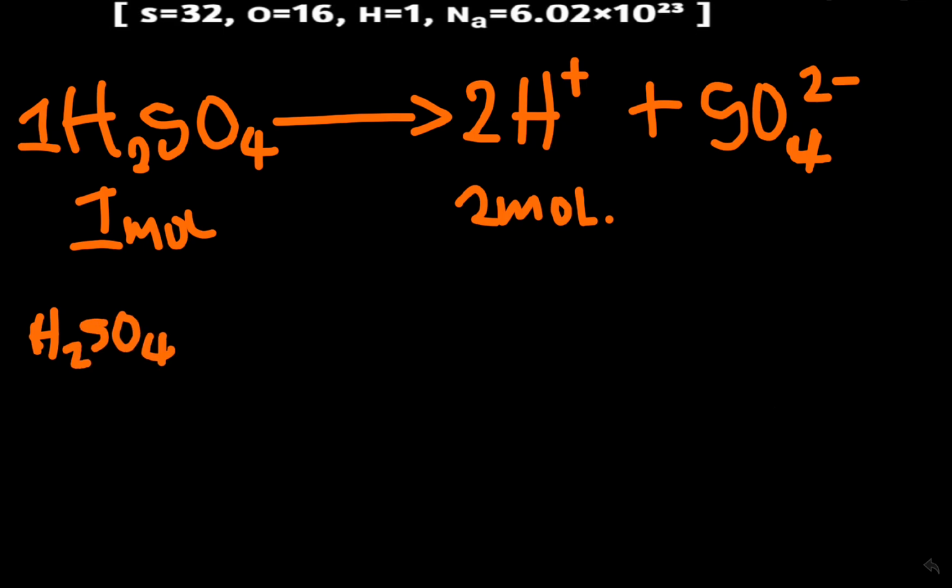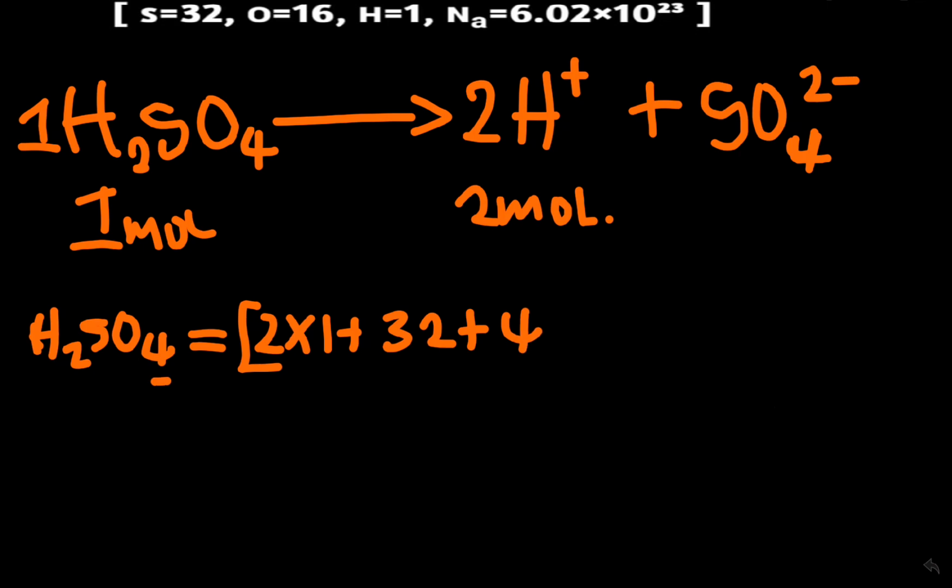H2SO4 has a molar mass of, let me calculate it, 2 times 1, plus 32, which is our sulfur, plus 4 times the atomic mass of oxygen, which is 16. You can see it from here, 16. And our total value will be 98.